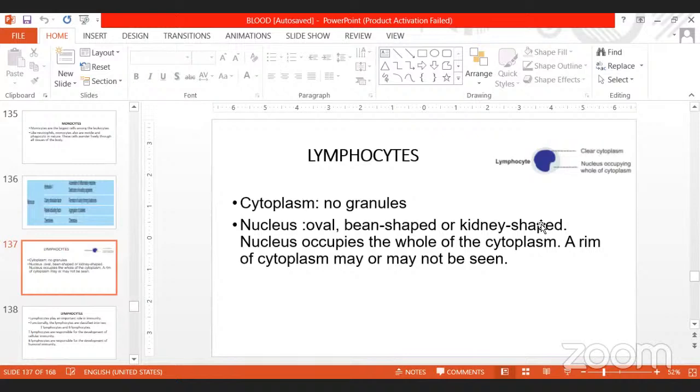Coming to the lymphocytes, the cytoplasm has no granules. The nucleus is oval, bean-shaped, or kidney-shaped, and the important feature is that the nucleus occupies almost the whole of the cell. Means a rim of cytoplasm may or may not be seen, especially in small lymphocytes.